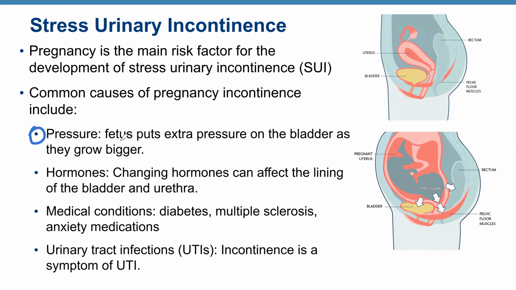So what are our major or common causes? Pressure: the fetus puts extra pressure on the bladder as it grows bigger. Hormones: changing hormones can affect the lining of the bladder and urethra. Medical conditions: diabetes, multiple sclerosis, anxiety medication, and of course, urinary tract infections or UTIs. Incontinence is actually a symptom of UTI, right?